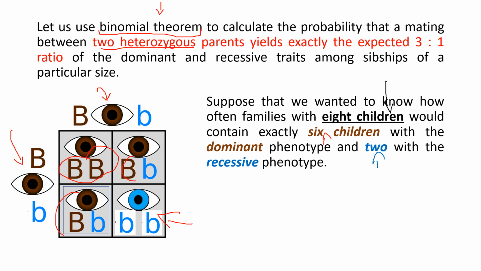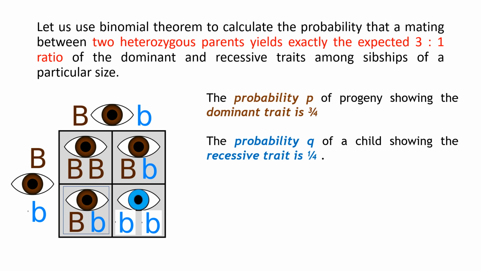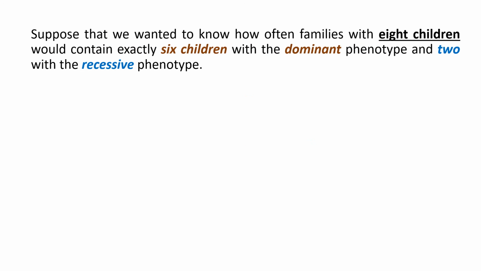So let's try to solve it together. First thing, the probabilities. As I said before, super easy. The probability q, that a child shows a recessive trait, here is only 1 out of 4. The probability of a dominant trait: here you have 1, 2, and 3 out of 4. So 3 out of 4. So you have already two variables that you need for the formula. Let's continue with the other ones.